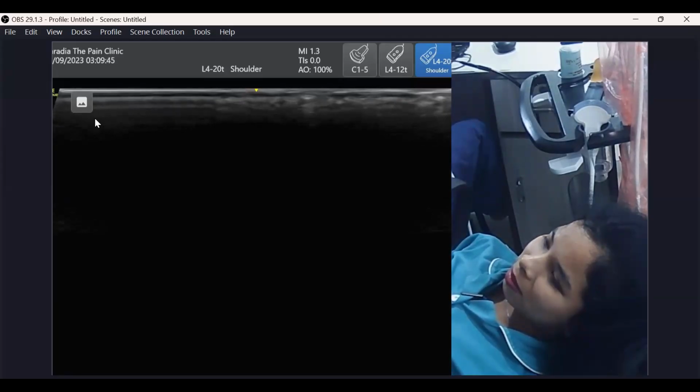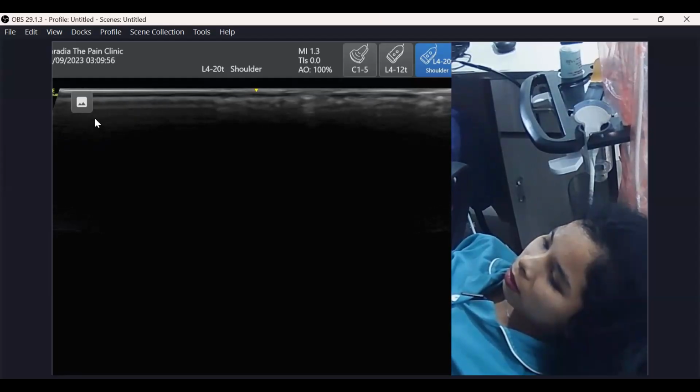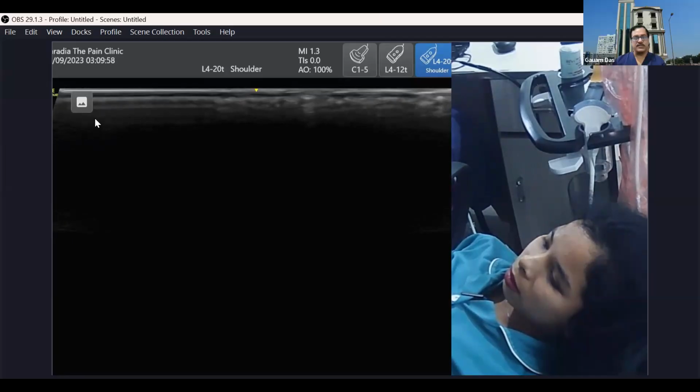So all these blocks are in plane because they are very superficial. All the blocks are in plane, and all these blocks are there in our YouTube channel. Please go to our Dorothea Pain Clinic YouTube channel and you can see all these blocks. All are in plane. None is out of plane.